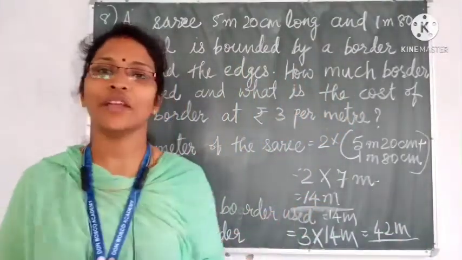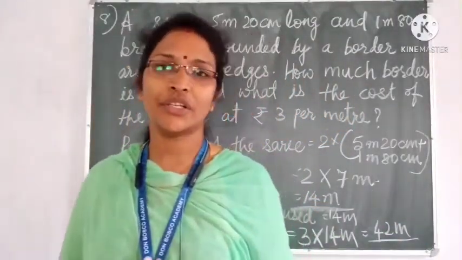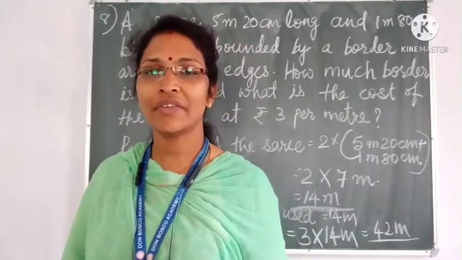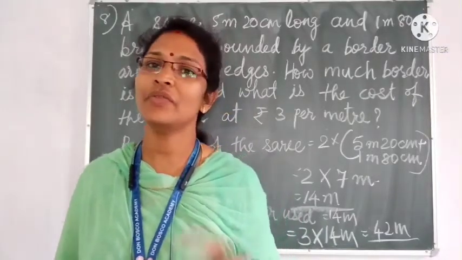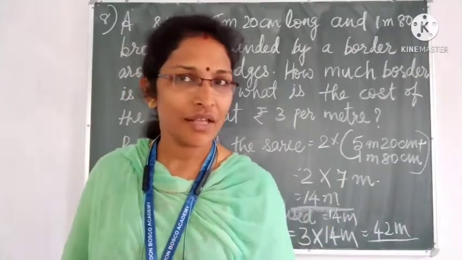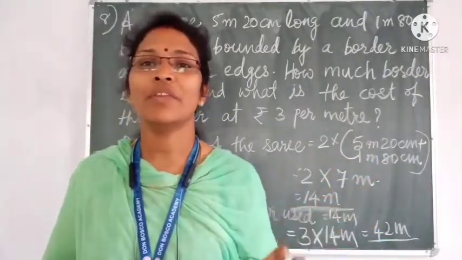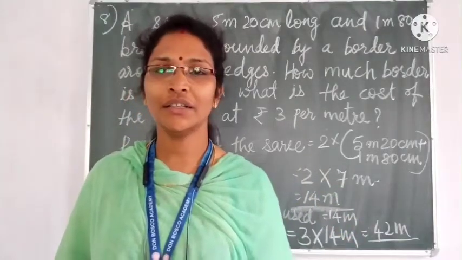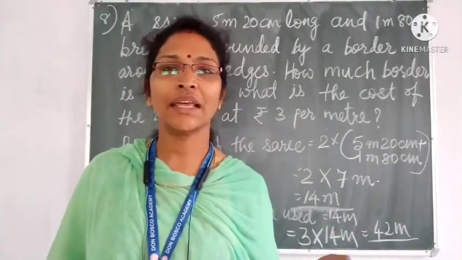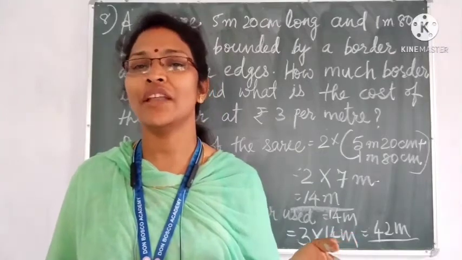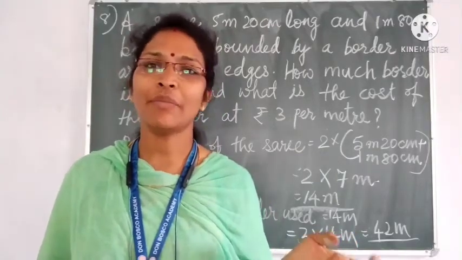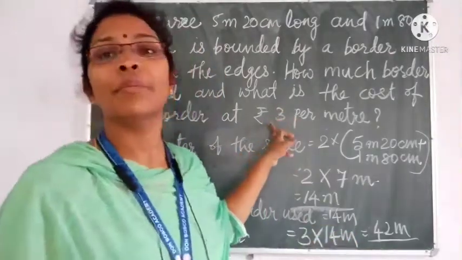This is the way we have to find out the answer for these questions. Total length of the sari is given, total breadth of the sari is given. From that we found out the perimeter of the sari. From the perimeter of the sari we got the total length of the border. Then if you know the length of the border, we can easily find out the cost of the border by multiplying with the cost per unit.